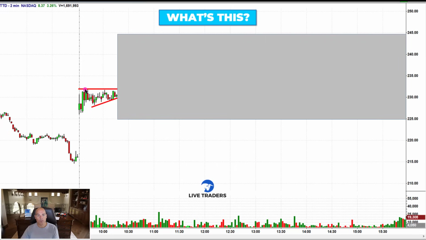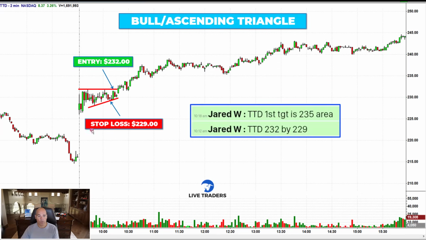Okay? So when you look at this, it peekaboos over and then pulls back, chops and chops and chops, but it continues to put in higher low, higher low, higher low, and you get the ascending triangle. Okay? So this was called, right? Bull/ascending triangle. Flat top, higher lows, 232.